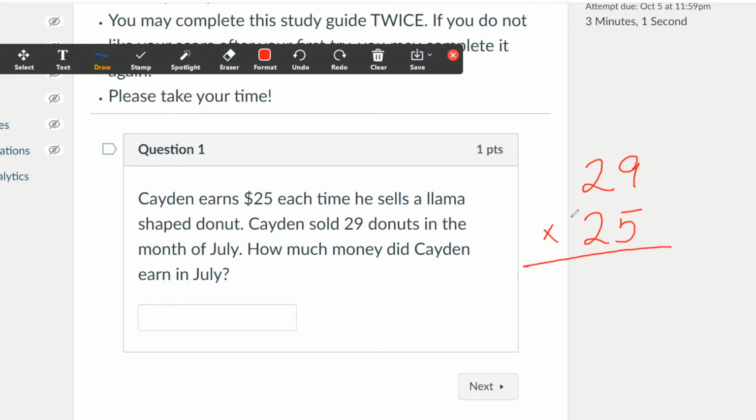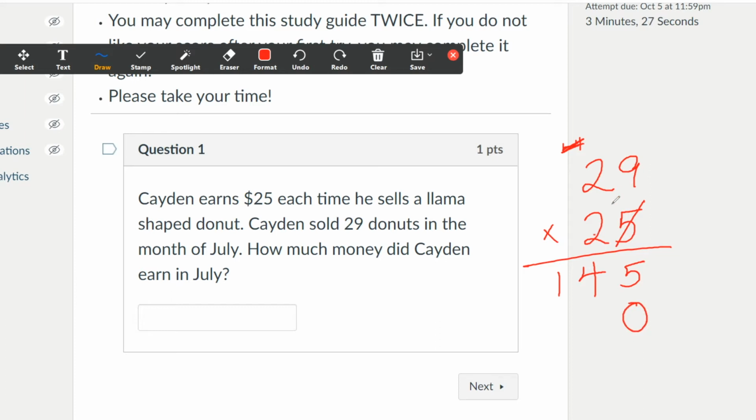So if we write 29 times 25, we have 5 times 9, which is going to be 45. We're going to regroup that 4 up here. 5 times 2 is 10, plus 4 is going to be 14. And that means we're done with this 5. It multiplied the 9, it multiplied the 2, we can cross it out. When we cross out, it tells us go to the next row. How many numbers have I crossed out? It was just the 1, so we can put a 0 there.